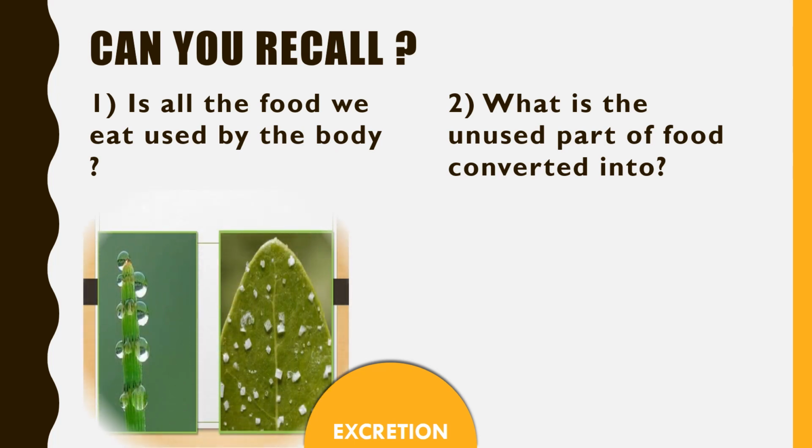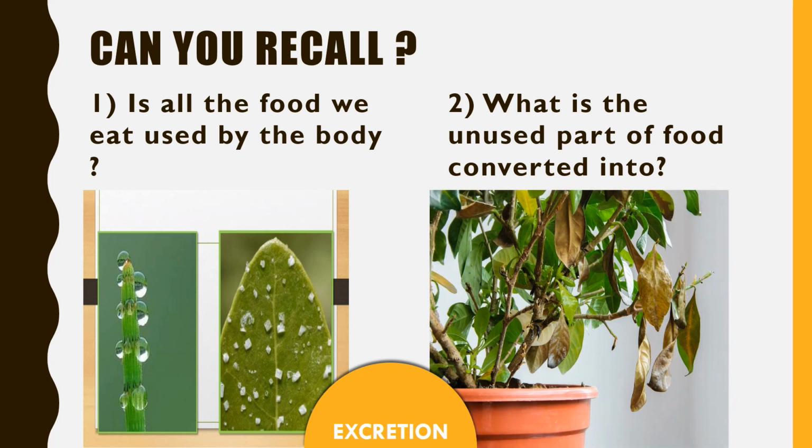As you can see in the first picture, leaves also excrete, and in this we can see that plants excrete through water. The waste or the excess water is thrown out in this way. And in the second picture we see that the excreted part is thrown out in the form of shed leaves.